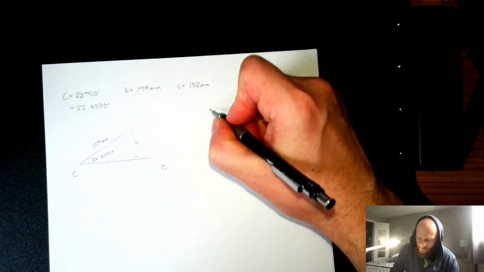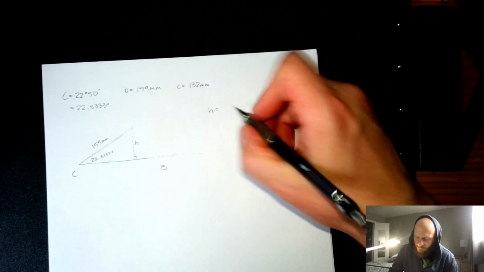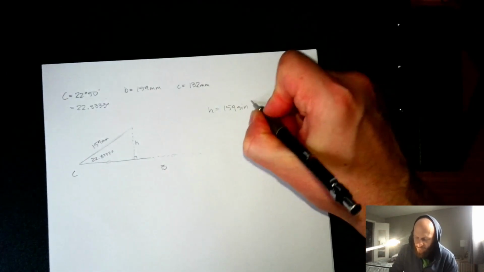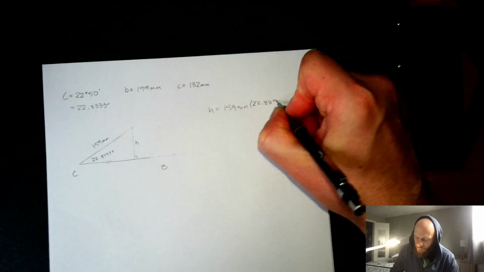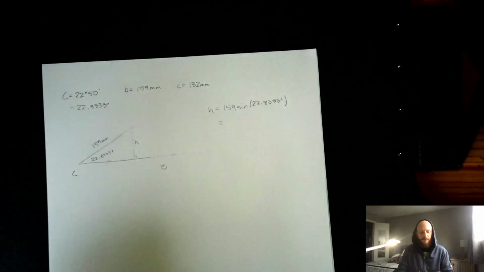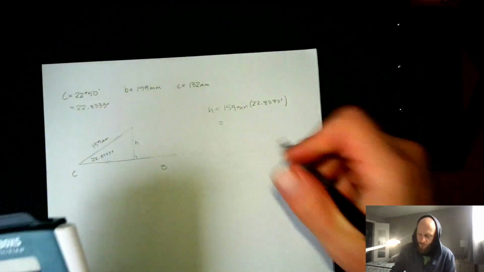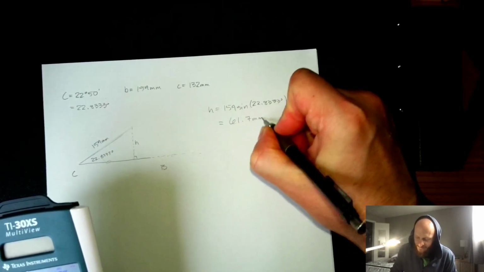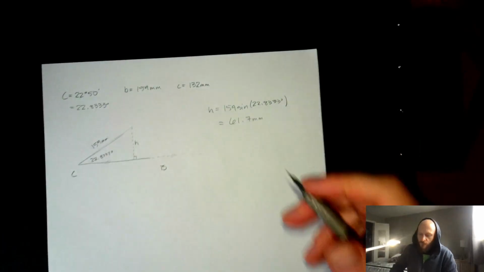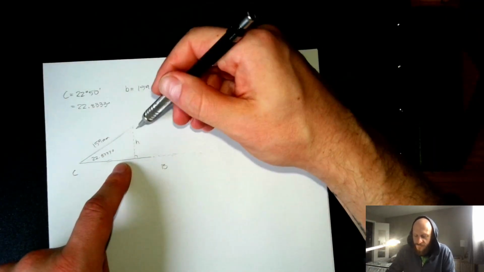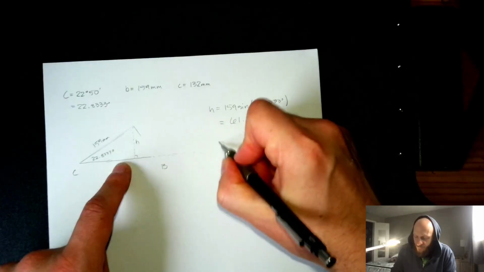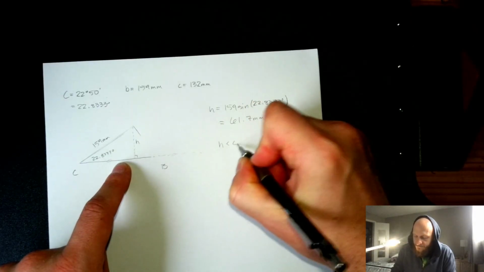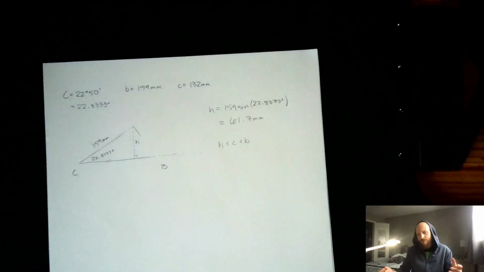So side H here, H is equal to, so sine C is H over 159, so 159 times the sine of 22.8333 degrees. What's that come out to? 61.7 millimeters. So we've got a case where, and this would be side C over here, H is less than C and C is less than B. Two triangles.